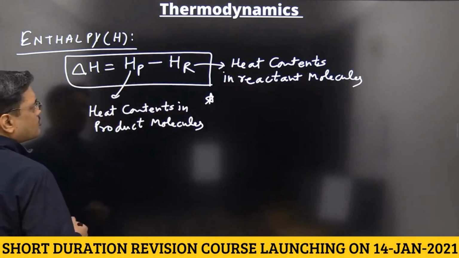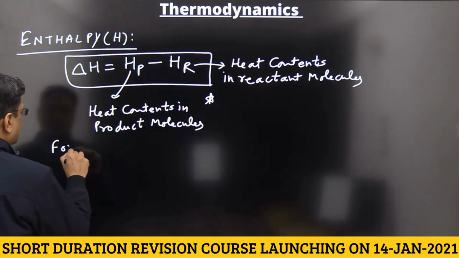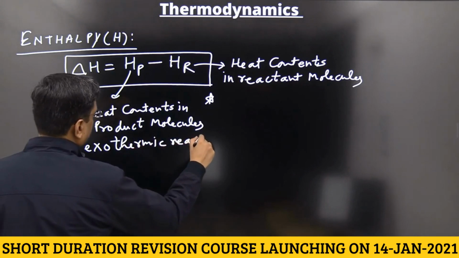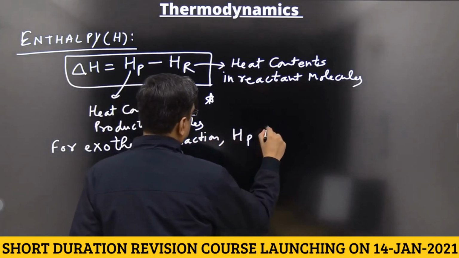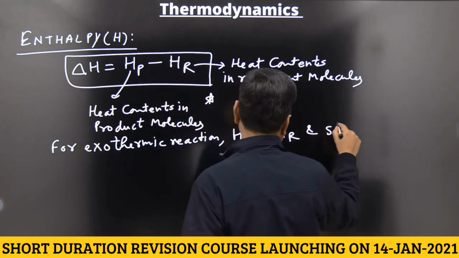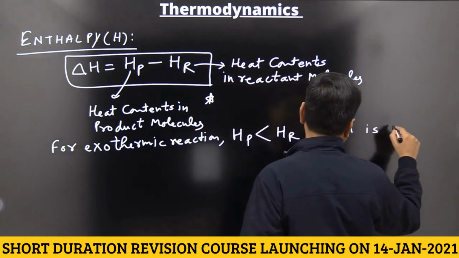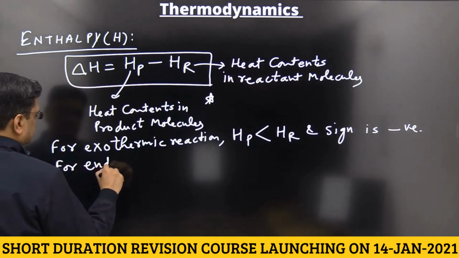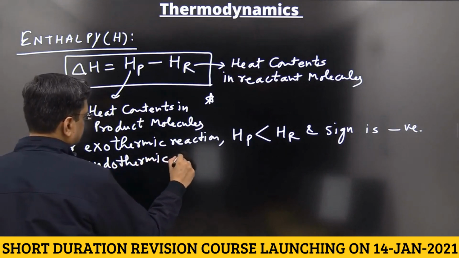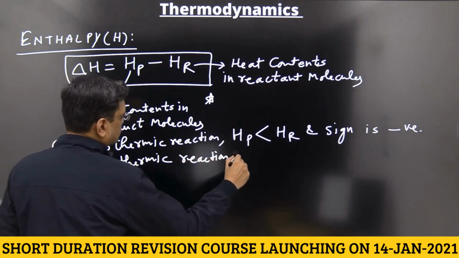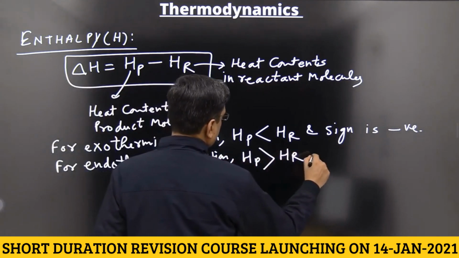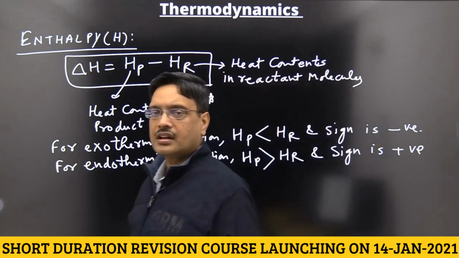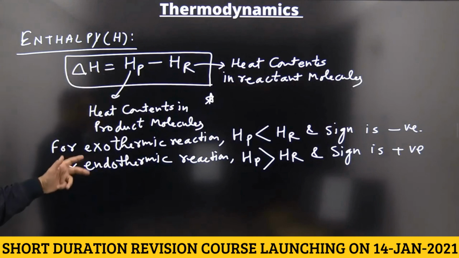Now, what about exothermic reaction or endothermic reaction? These are also important points. For an exothermic reaction, Hp is less than Hr and the sign of delta H is negative. For an endothermic reaction, Hp is greater than Hr and the sign of delta H is positive. So these 2 points are also important.